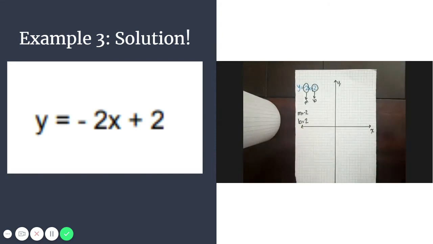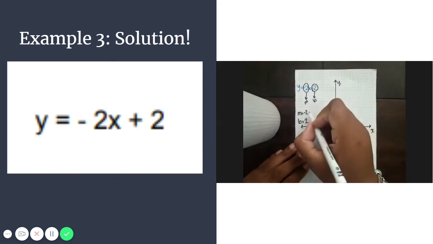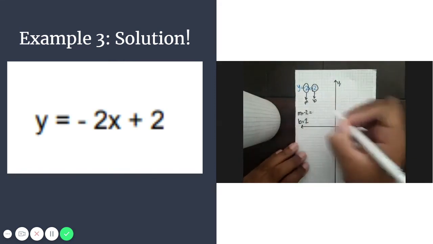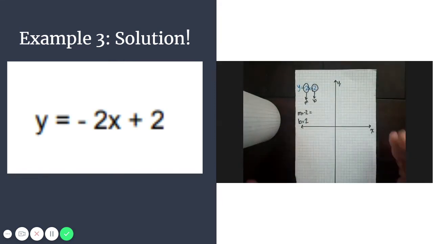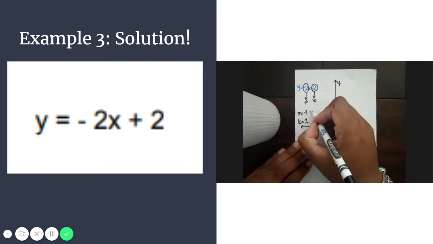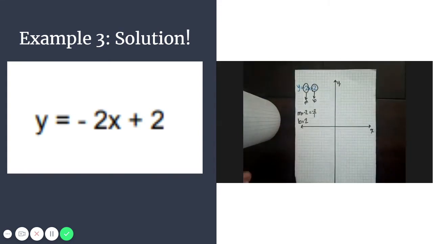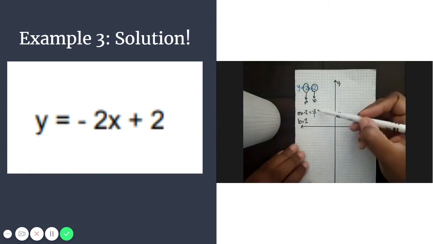Now, remember we discussed that your slope needs to be written in fraction form because you need rise and run. So here we only have an integer number, so I must change this to a fraction. And the way you change your integer or your whole numbers to fractions is just by placing them over 1. So I'm going to make this -2 over 1. That way I have rise and run. Remember, the numerator is your rise, the denominator is your run.